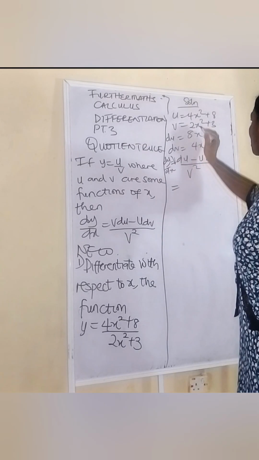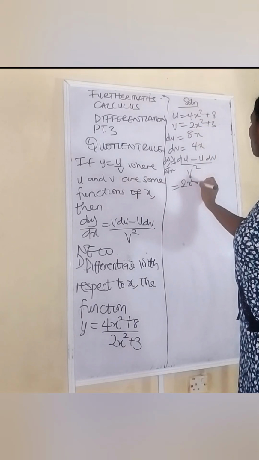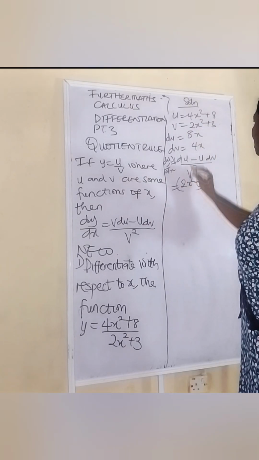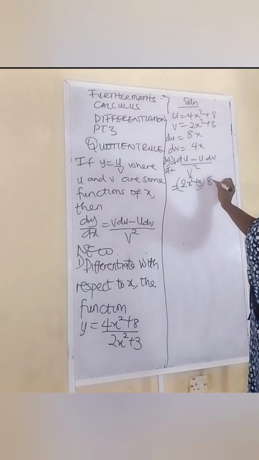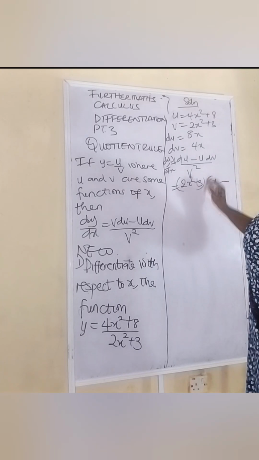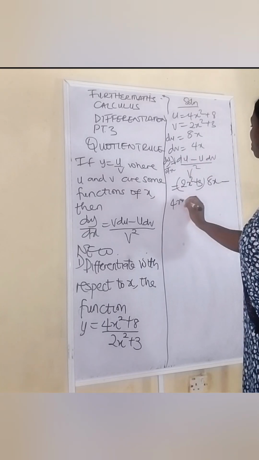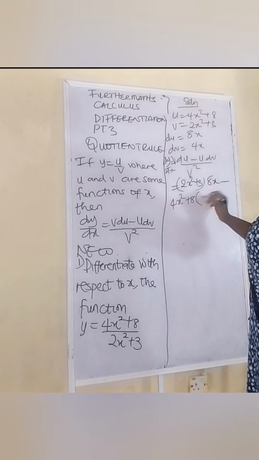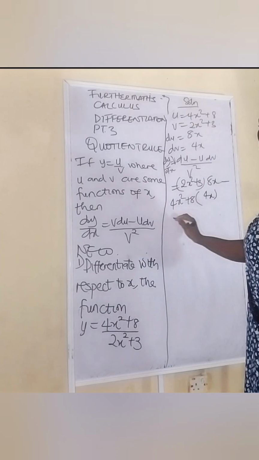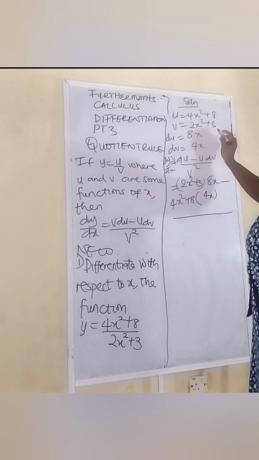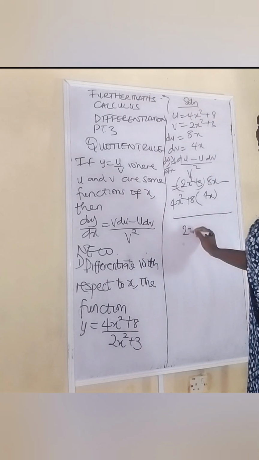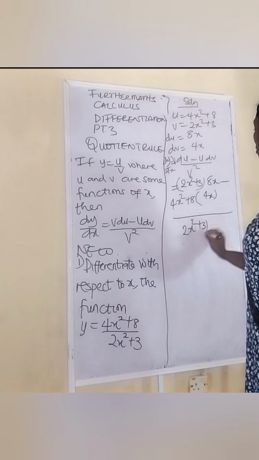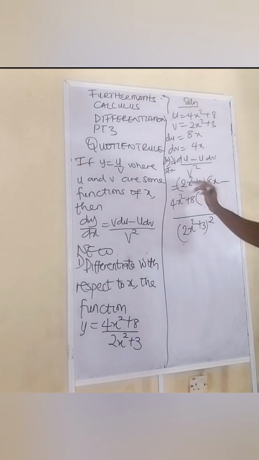So what is our v? 2x squared plus 3. What is our du? Our du is 8x, minus what is our u? 4x squared plus 8. And what is our dv? 4x. What is our v squared? Our v squared is 2x squared plus 3 all squared. So now let's open the bracket.